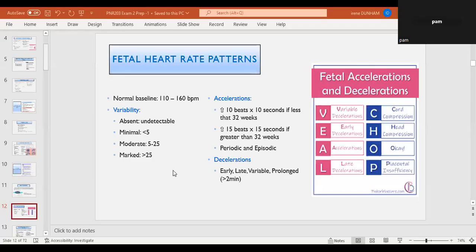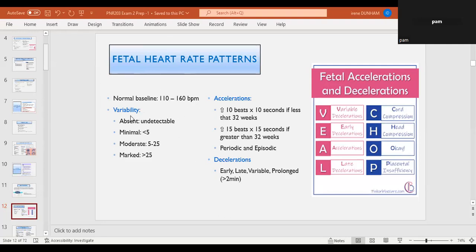Okay, so we're back to now fetal heart rate. All right. So you have to know what the normal baseline of fetal heart rate is. 110 to 160. Write that down because you'll have to know that. All right, so anything below 110 would be considered bradycardia. Okay, anything greater than 160 is what? Tachycardia. Okay, so that's my normal baseline.